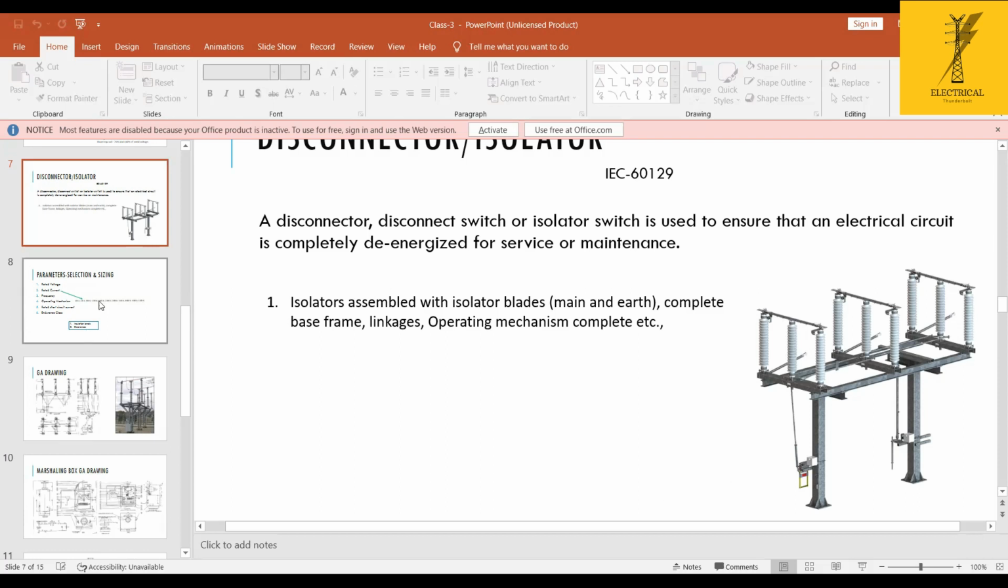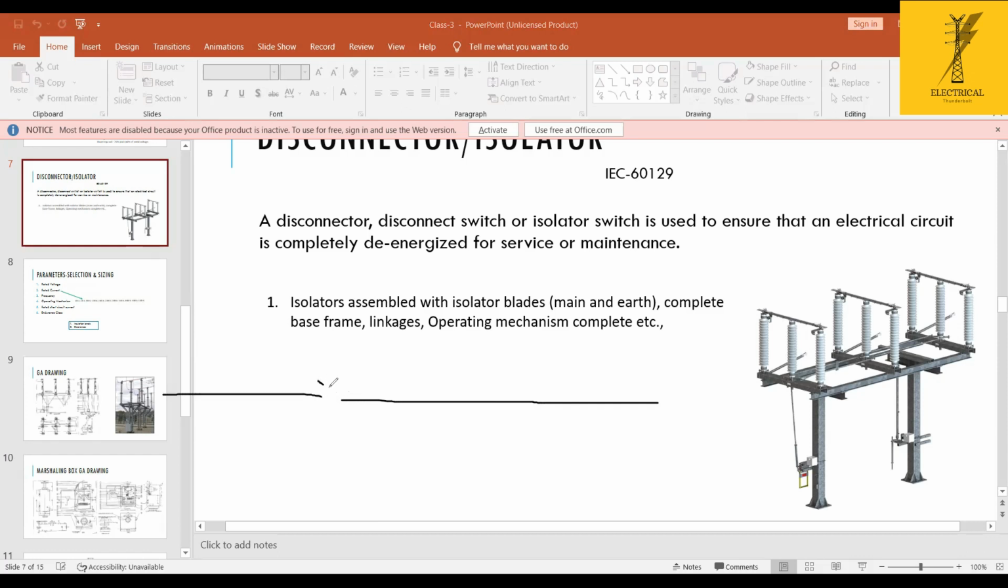Fine. So what are the parameters we need to specify or consider when you are purchasing the isolator? The first one is you have to know what type of isolator you are willing to purchase. What type of isolator in the sense? See the opening way. Suppose this is my line, this is my line, and this is the switch. Suppose this is one more line. Here I am placing the isolator.